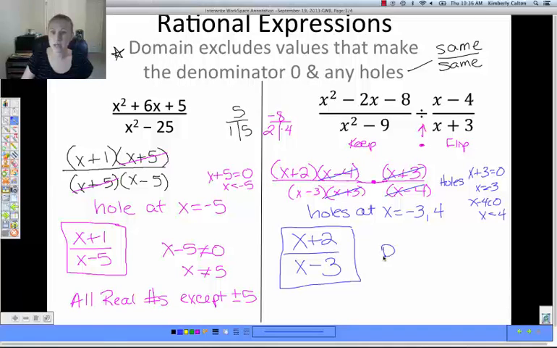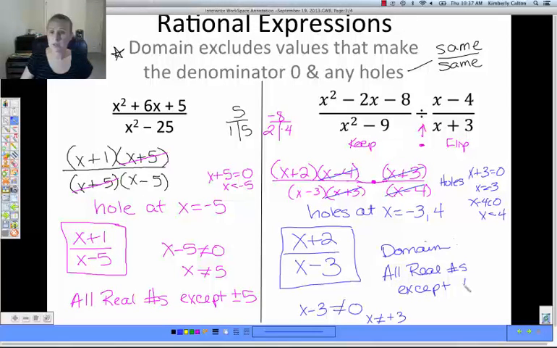And we know that the domain will be, so we have to decide, we have holes. We also have to include the domain down here. We know that x minus 3 cannot equal 0. So the domain is going to be, this means x cannot equal negative 3. Oh, cannot equal positive 3. Okay, so the domain is going to be all real numbers except plus or minus 3 and 4. So it's really all of those values.